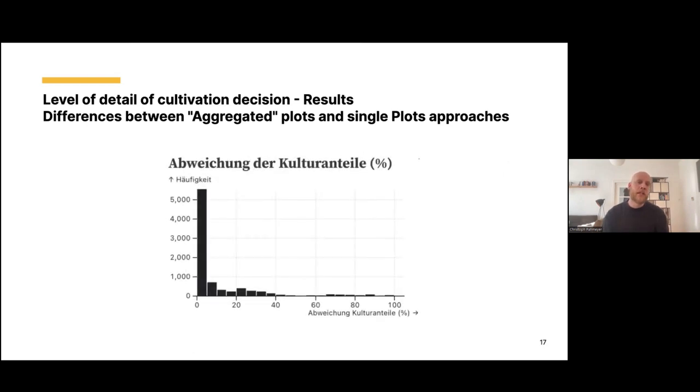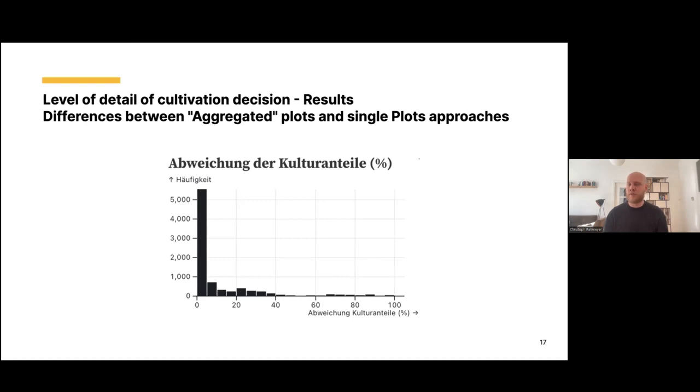So then looking at the results, what we found, looking especially at the aggregate approach on the one hand and the single plot approach on the other, is that in a majority of cases there were little differences between the crop shares, but in some cases there were more extreme differences. And what is interesting to see, and also somewhat makes sense, is that the majority of the farms where we have very little differences are farms that, and that's very interesting to see, like 50% of the farms have 10 or less plots.